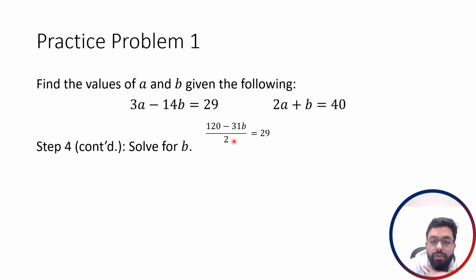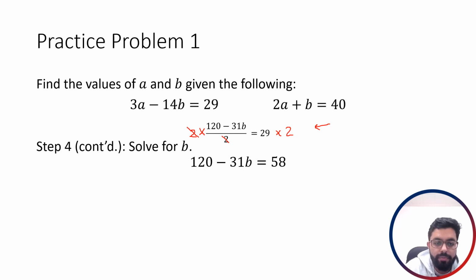So here my first step is going to be, I'm going to multiply both sides of the equal sign by 2. And that's going to get rid of the denominator of 2 on the left side, so those just vanish. And on the right side, we end up with this 29 times 2 guy, which is equal to 58. So this is what we get. We get 120 minus 31b, and there's no denominator anymore because that's what we got rid of, equals 58.